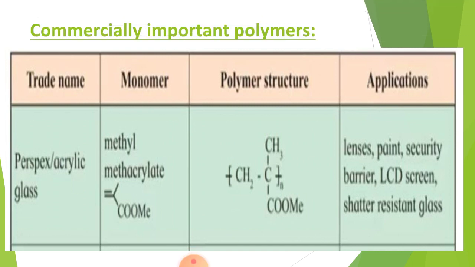Apart from the polymers which we have already discussed in this chapter, many more polymers are extensively used. So we are going to study the structure and application of some of them today. We are supposed to study only the trade name. What is a trade name? Trade names are the names under which companies or industries manufacture these polymers, and under which these polymers are available in the market.